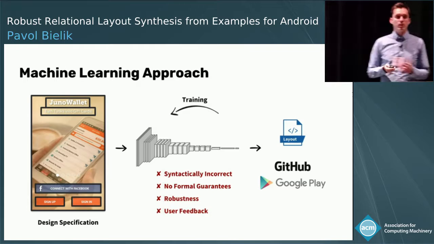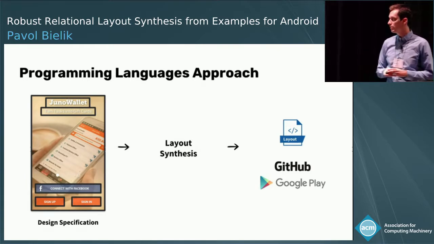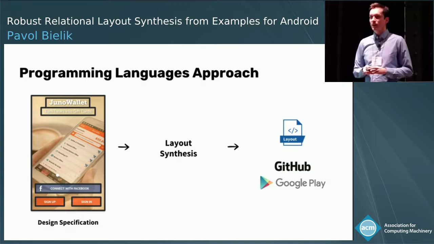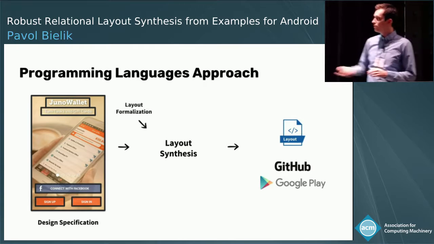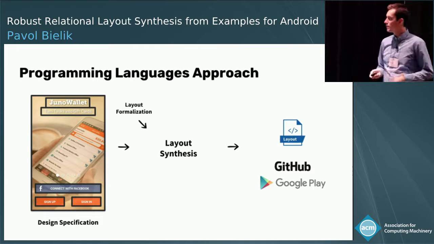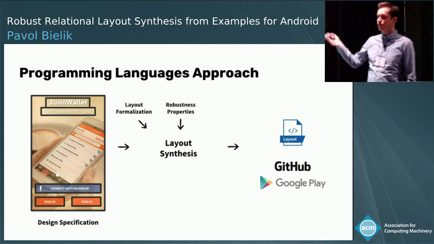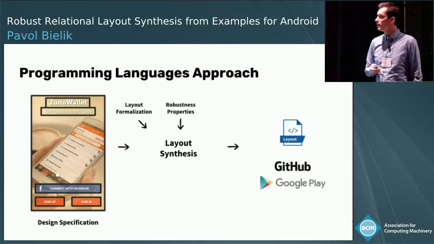So instead, in our work, we consider a more traditional programming languages approach, where we say, well, we really want to do layout synthesis. And in order to do this, you need first an algorithm that does the synthesis. The algorithm needs to know what is the formalization of the language over which we are synthesizing. It will be able to encode a set of robustness properties that I will describe.